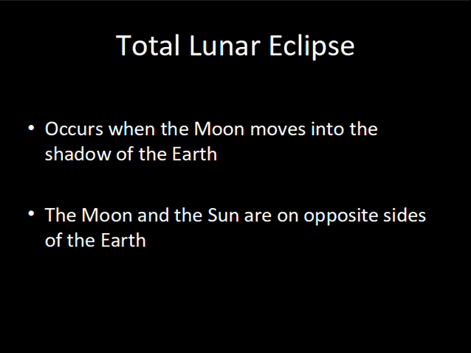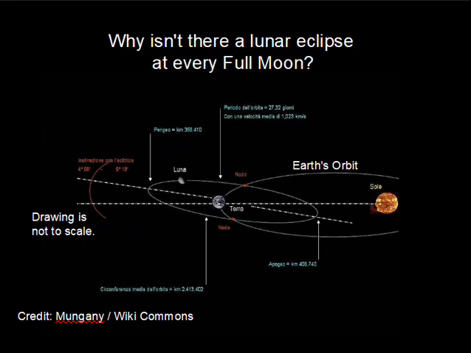So to get a total lunar eclipse, we need to have the Moon moving into the shadow of the Earth, and therefore, to get the Moon in the shadow of the Earth, the Sun has to be on the opposite side of the Earth from the Moon. And in this drawing, again, it's not drawn to scale, but let's start with the Sun and the Earth. And here's the path of the Earth around the Sun, the Earth's orbit.